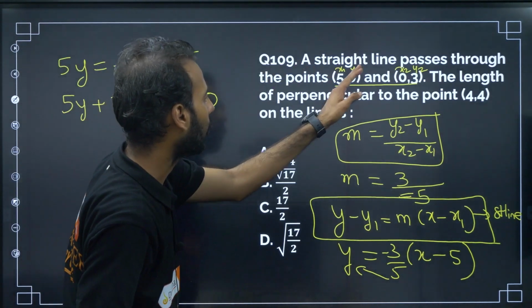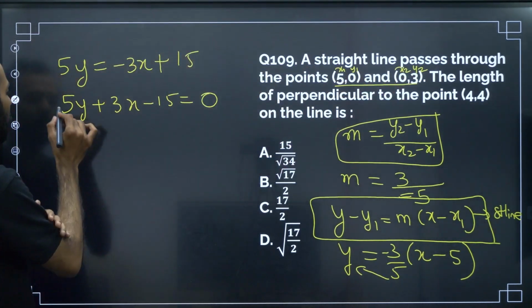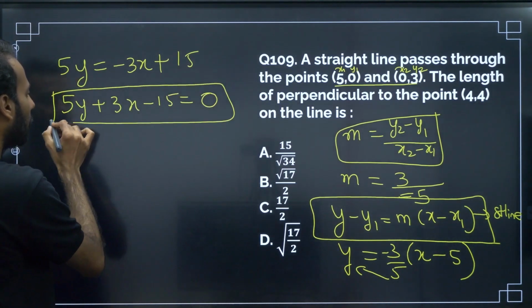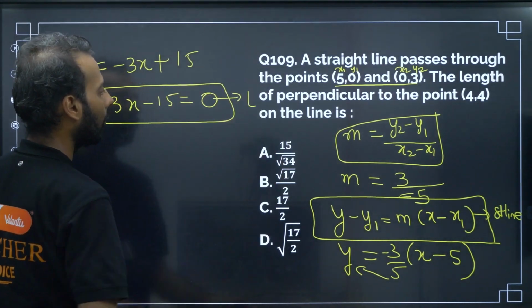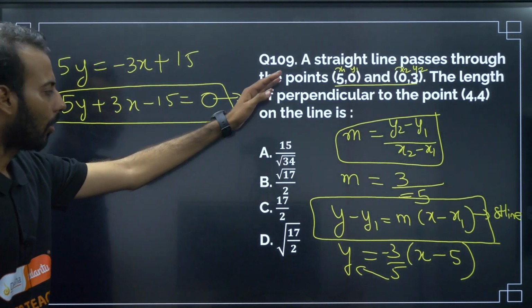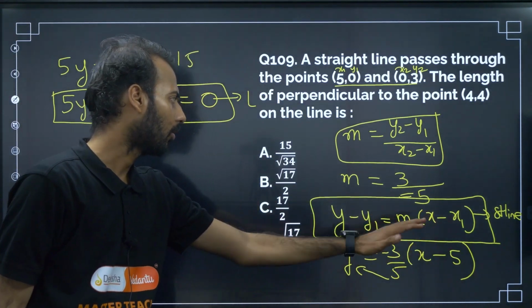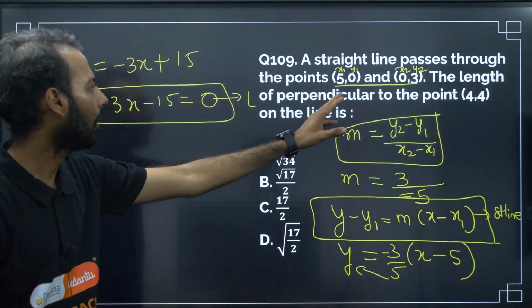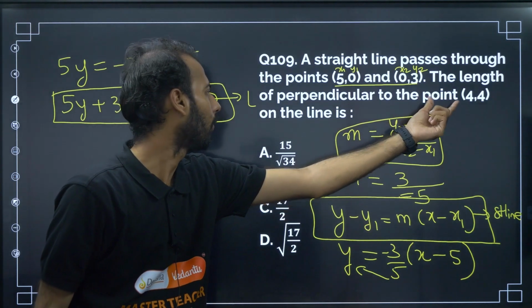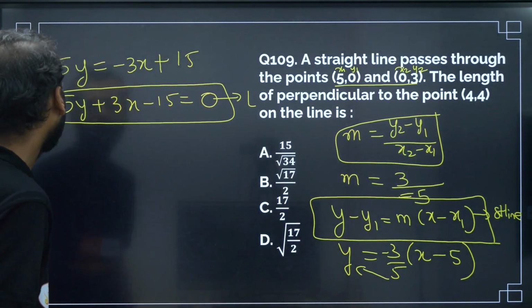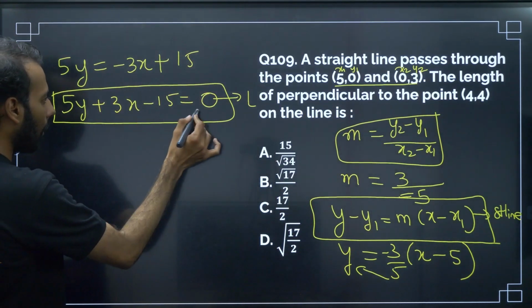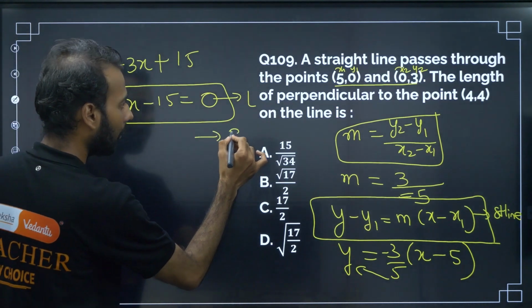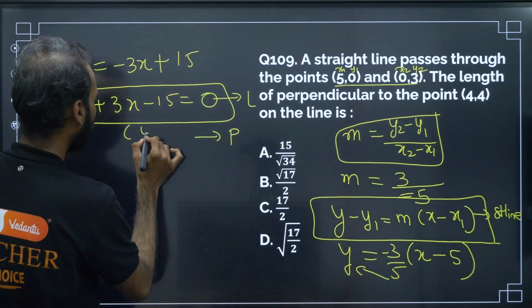This is the straight line that passes through the points. Finally we came to this straight line. They are talking about this straight line. If you have basic knowledge of straight lines, if you have gone through the straight line chapter, it is very easy, a first topic only. It is the length of the perpendicular from the point 4 comma 4 to this line. Now this is one line, and one point is 4 comma 4.